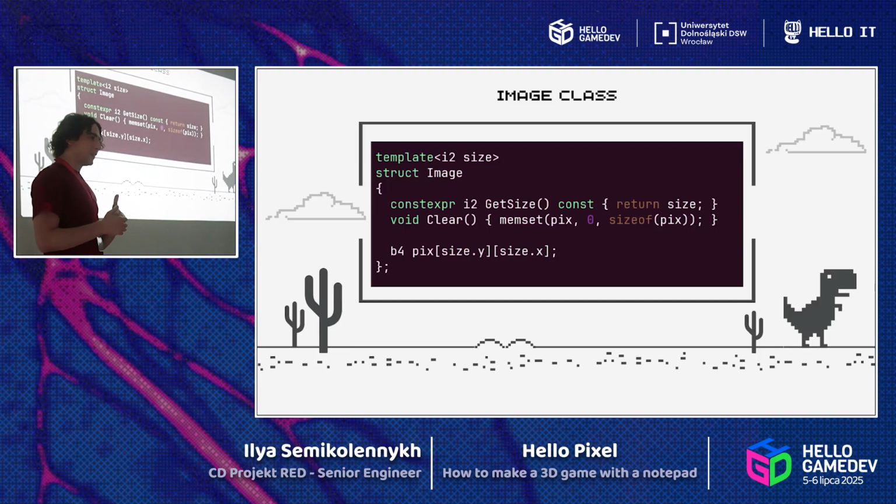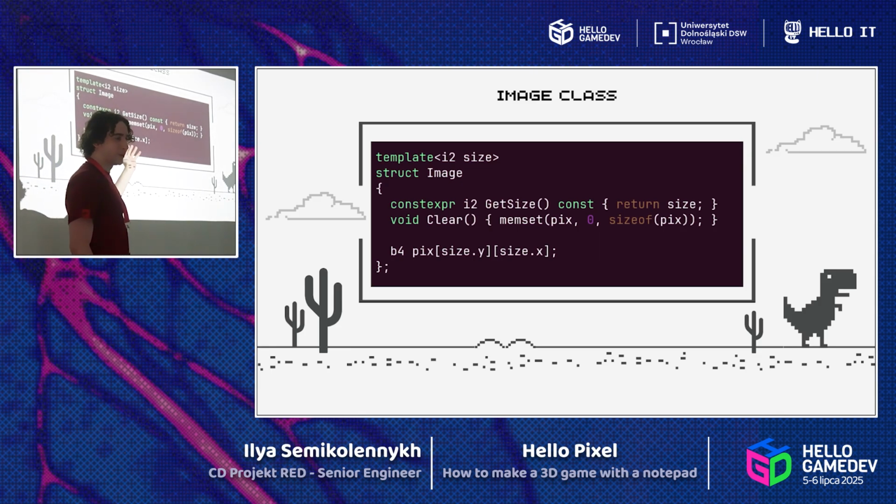Now, let's start with our first image class. This is what you would expect. The most naive way to write a struct for an image. Just a two-dimensional array of B4, which means byte 4. It's just pixel data, RGB and alpha, which we are not going to use, but let it be there.